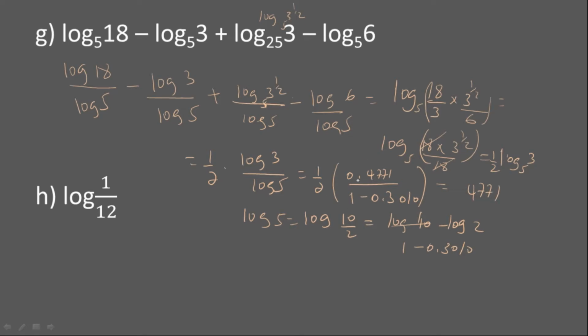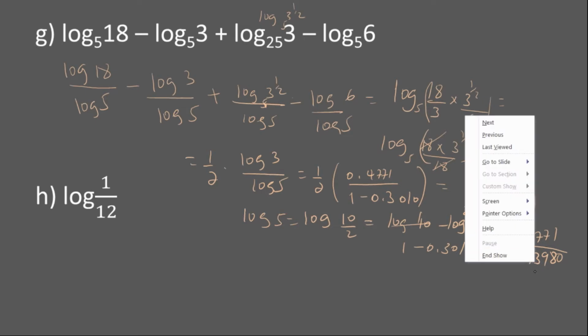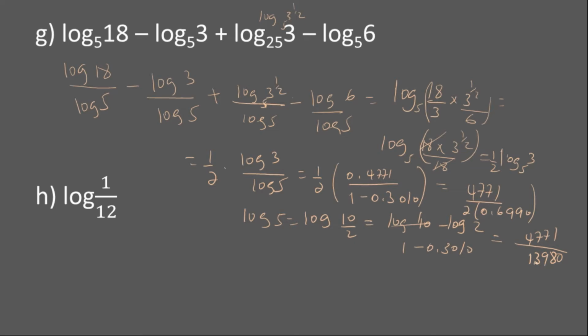So this can be written as 4771, just erase the decimal point, divided by 2 times the difference, which is 0.6990. Again, just multiply it by 2, and finally we can get 4771 over 2 times 0 is 0, 2 times 9 is 18, again 9, we left 1. 2 times 6 is 12 plus 1 is 13. We have 4 decimal places. So erase this number, no need of writing this decimal, since this is a positive number. So just erase 6990. So 4771 over 13,980. So our final answer can be put like these numbers.